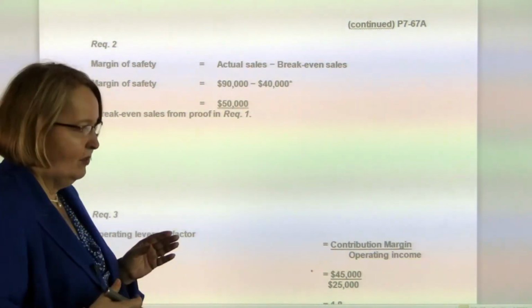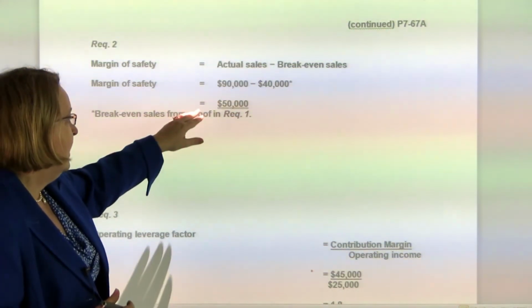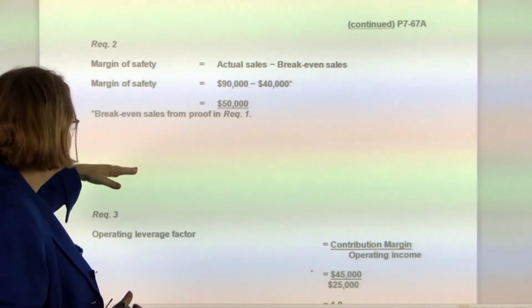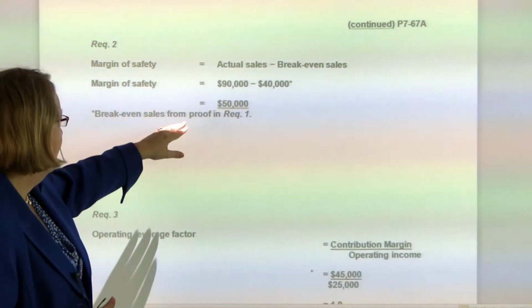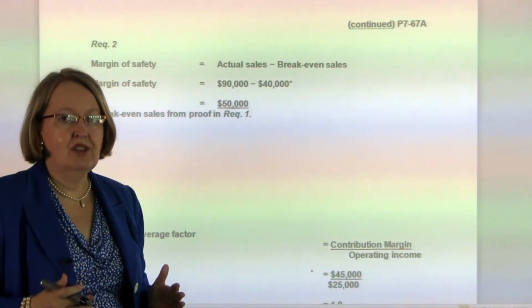So our actual sales, which we're given in the problem, is $90,000, and we've just calculated the break-even sales to be $40,000, and we already did that in requirement 1. So our margin of safety is $50,000. That's a very healthy margin of safety.